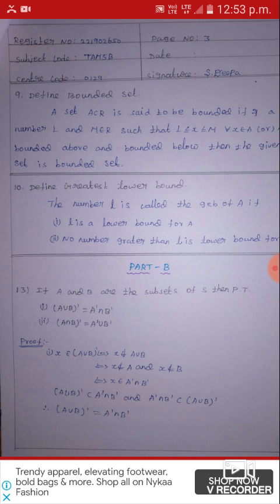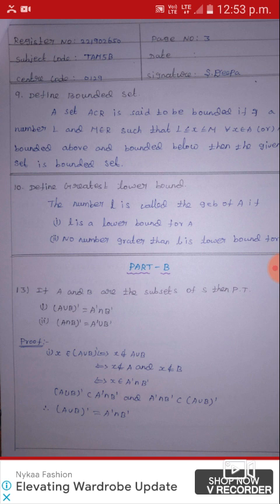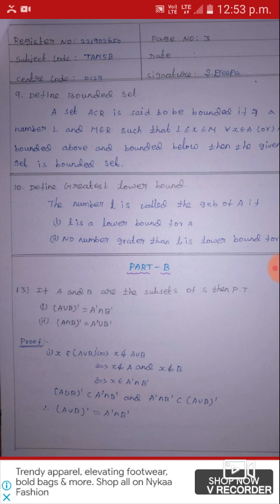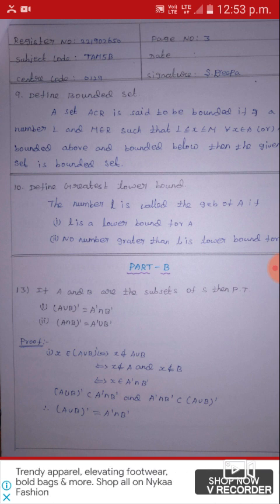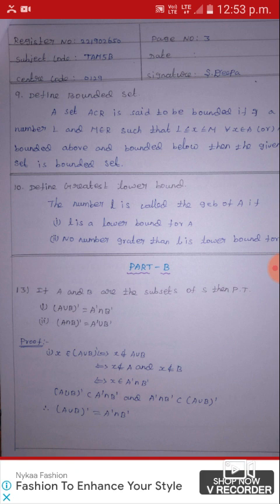If A and B are subsets of S, then prove that (A union B) whole dash equals A dash intersection B dash, and (A intersection B) dash equals A dash union B dash. X belongs to (A union B) dash if and only if x does not belong to A union B, if and only if x does not belong to A and x does not belong to B, if and only if x belongs to A dash and B dash. Therefore, we get (A union B) dash equals A dash intersection B dash.